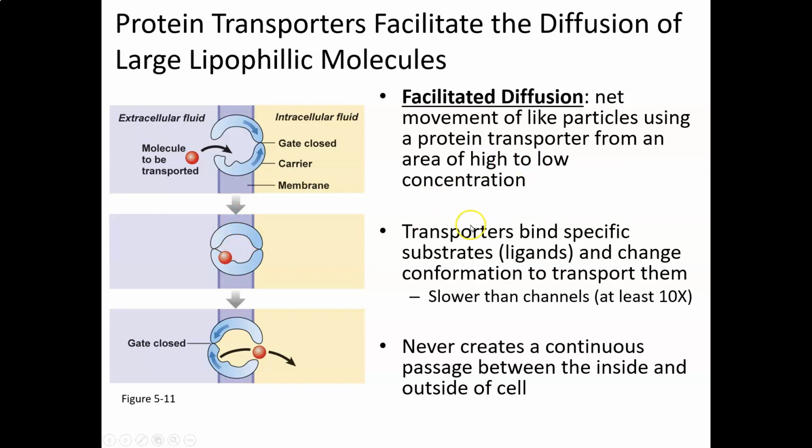Transporters are very specific, and they bind specific substrates that we call ligands. For our purposes, a simple definition of a ligand is anything that binds to a receptor. The ligand binds, it changes the conformation, and it transports the molecule across from one side to the other. The reason this is slower than a channel is that it never creates a continuous passage from inside to outside. If you look at this middle figure, there's not a continuous passage. In a channel, there is a continuous passage, which allows molecules to move through faster. So facilitated diffusion is just helper diffusion: a protein that enables a molecule to move from one side of the membrane to the other down its concentration gradient.